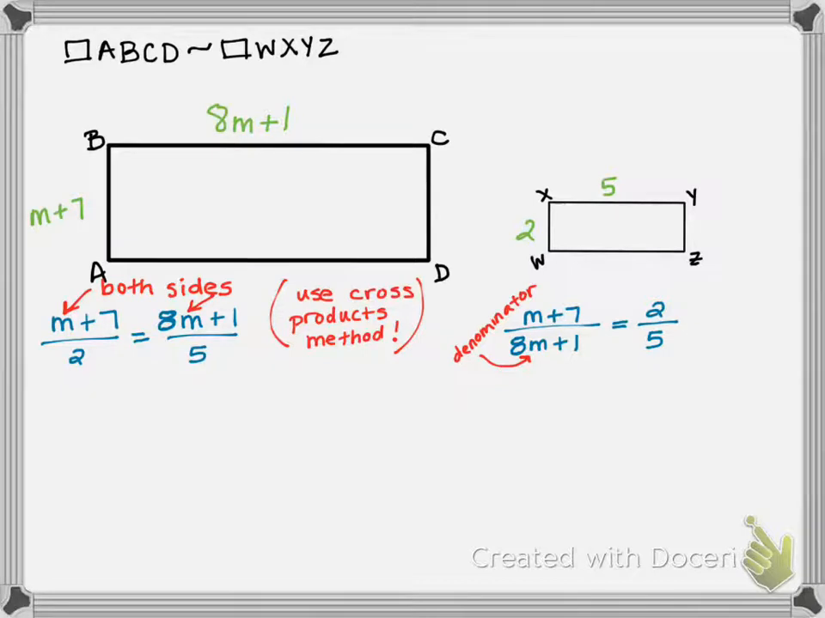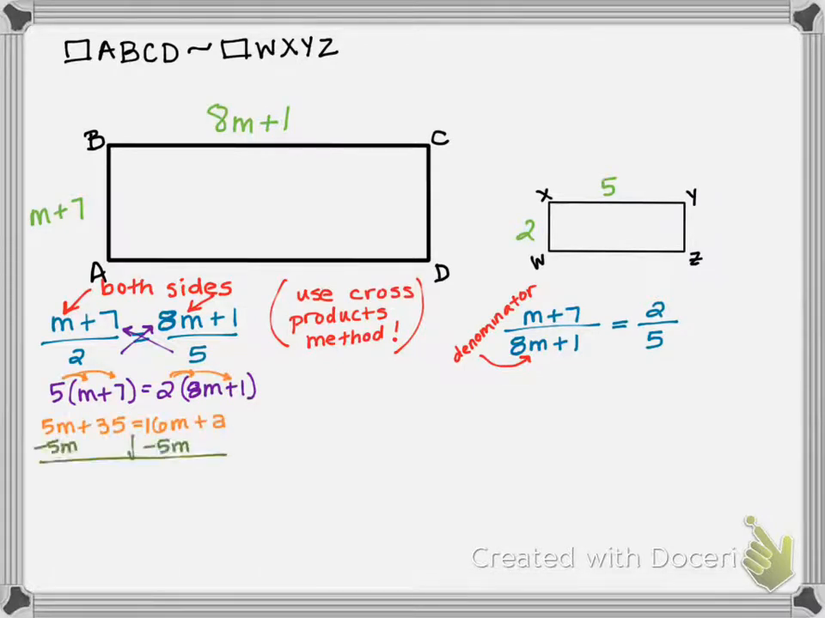So let's go ahead and do that on the left hand side. I'm going to multiply 5 with m plus 7 and 2 with 8m plus 1. Remember to distribute, and I get 5m plus 35 equals 16m plus 2. And then I have to subtract 5m from both sides to try and get all my variables on one side. I end up with 35 equals 11m plus 2.